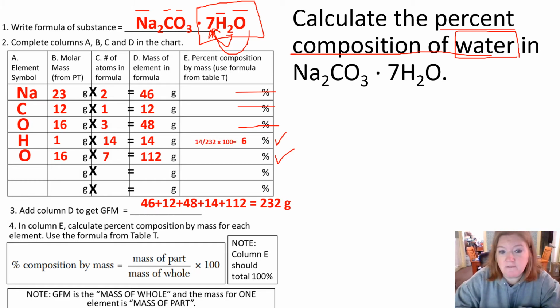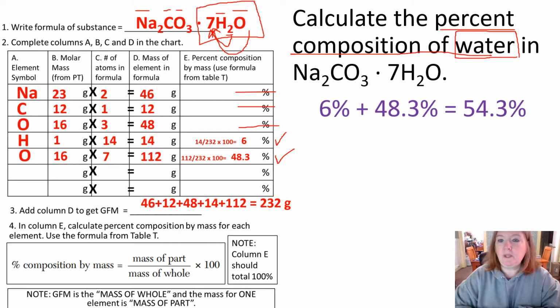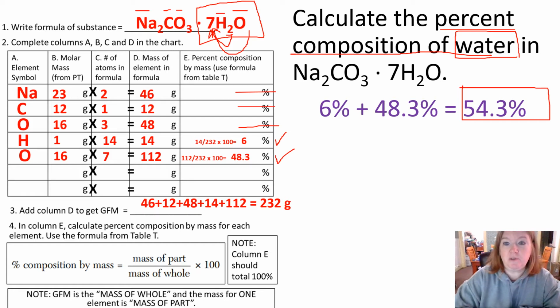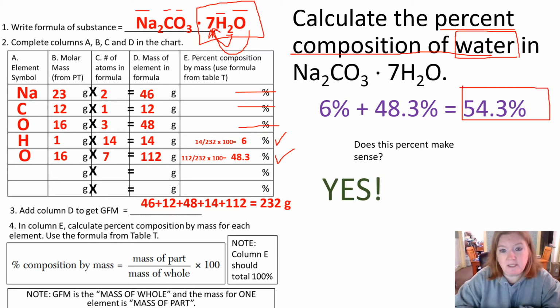So I take 14 divided by that gram formula mass times 100, I get 6%. And then 112 divided by 232, again, the gram formula mass, times 100, I get 48.3%. Now I add them together because this hydrogen and this oxygen were both part of the water. So this is my answer, the percent composition of the water. So does that percent make sense? Well, yes. The oxygen was a huge part of the gram formula mass. In fact, if I did 112 divided by 232, it is basically half, right? So that makes sense.